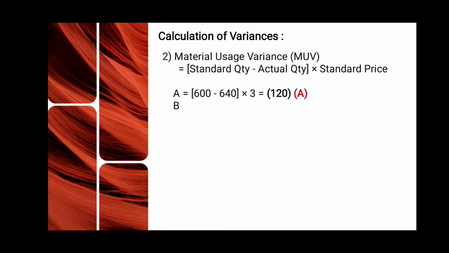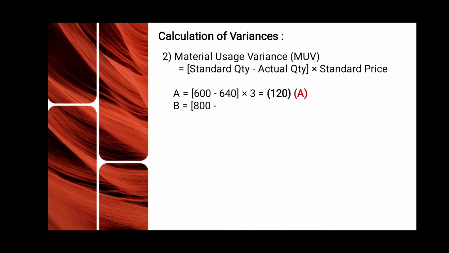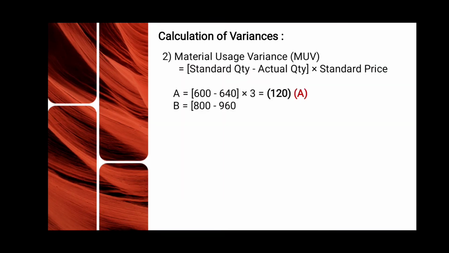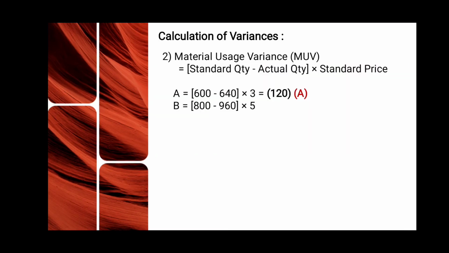For material B, which is equal to standard quantity, so standard quantity is 800 minus actual quantity, which is 960, into standard price, that is 5 per unit, which will be equal to rupees 800, which is negative. So we'll mark it as A.